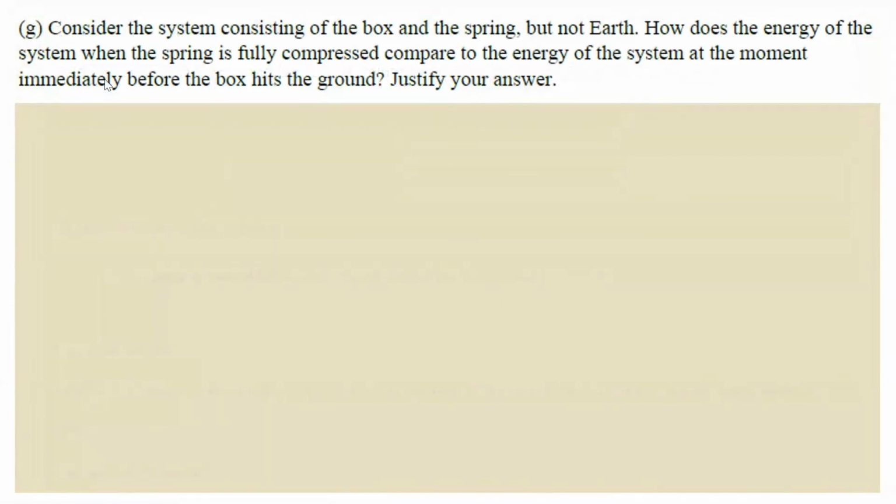All right, part G of this question here says, consider the system consisting of the box and the spring, but not Earth. How does the energy of the system when the spring is fully compressed compare to the energy of the system at the moment immediately before the box hits the ground? Justify your answer. Now, here's the big question that we always have to ask. If there's no Earth in the system, then what does that mean? I really want you to make sure you understand this, so I'll say it again. If there is no Earth included in the part of the system, then what does that mean?